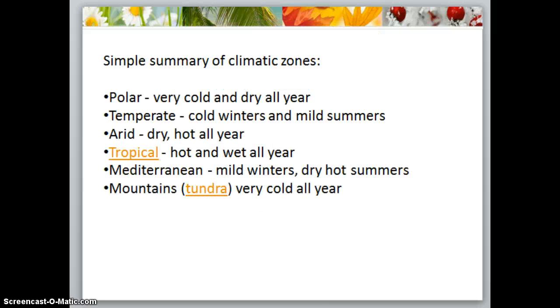So when we look at climatic zones, polar climates are very cold and dry all year. Temperate zones, cold winters, mild summers. Arid, dry and hot all year. Tropical, hot and wet all year. Then we have Mediterranean. They have mild winters and dry hot summers. And mountains are very cold all year.